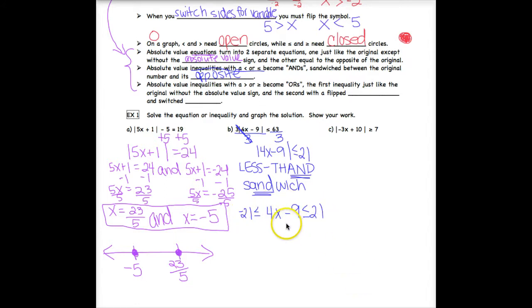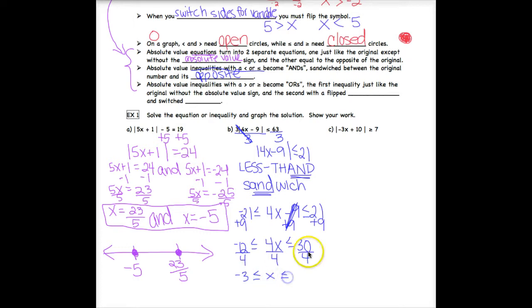Now I can solve, and I know you solved these many a time before. So if I'm adding 9 to get the x alone, I have to do it over here and over here because I have two symbols. So negative 21 plus 9 is negative 12. 4x is what I've got here because these cancel. 21 plus 9 is 30. So now to get x alone, I need to get rid of that 4 by dividing. So I'm going to divide everywhere. Negative 12 divided by 4 is negative 3.